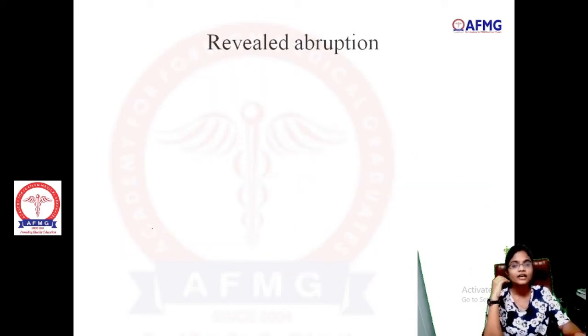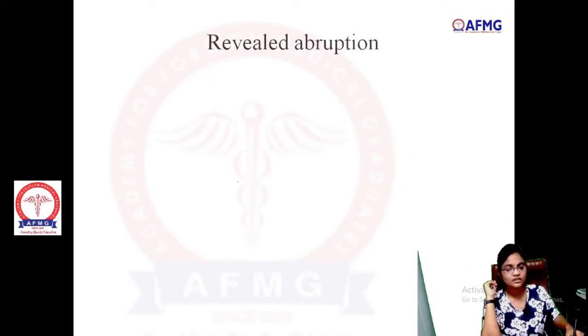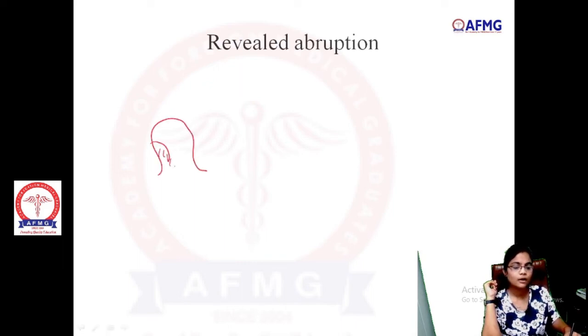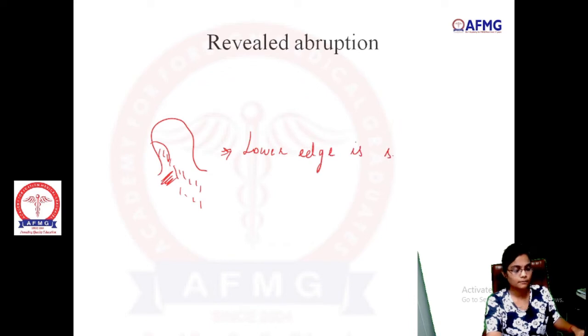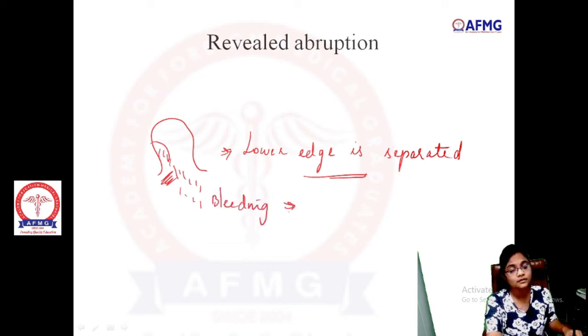So now we have seen concealed abruption. Now speaking about revealed abruption, we already know that the bleeding comes out from the uterus. In concealed abruption it will not come out. In revealed abruption you can easily see that the lower edge of the placenta is separated. Can you see here? Lower edge is separated, but in concealed it is not separated. This is important. Clear?